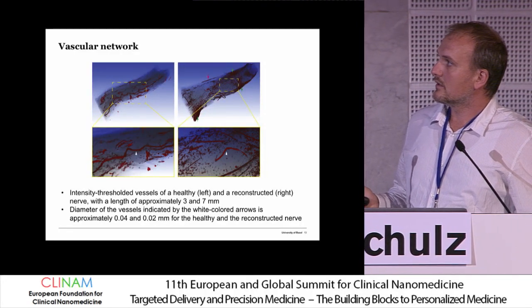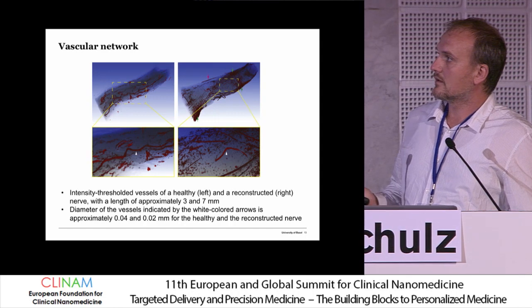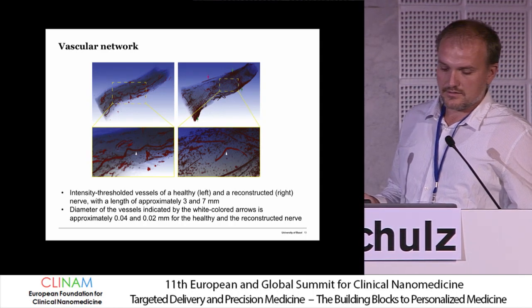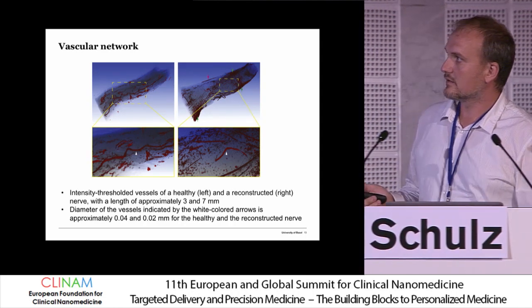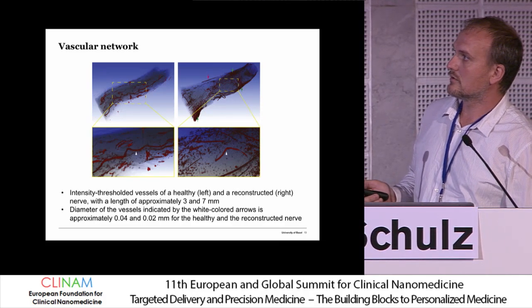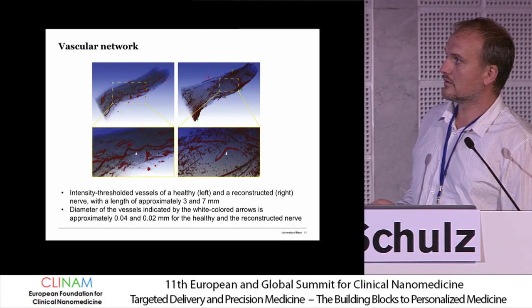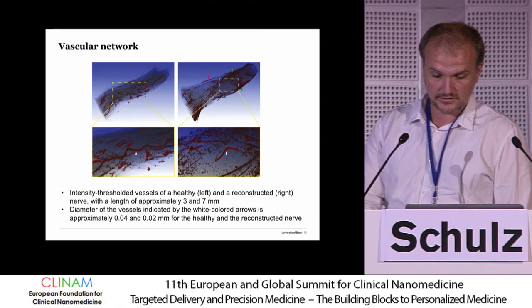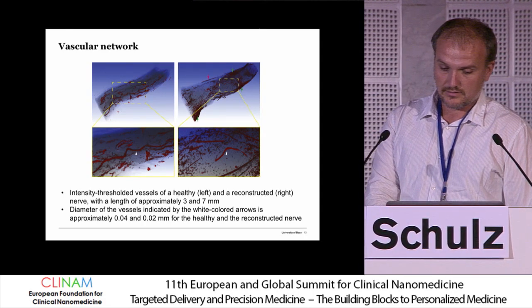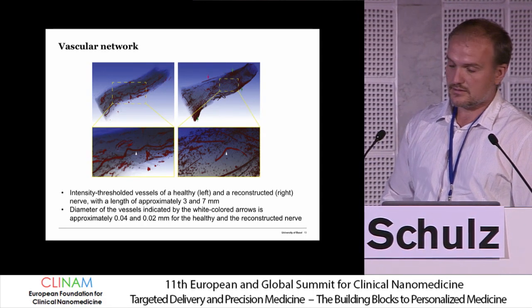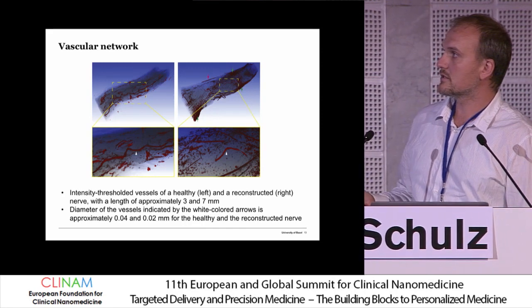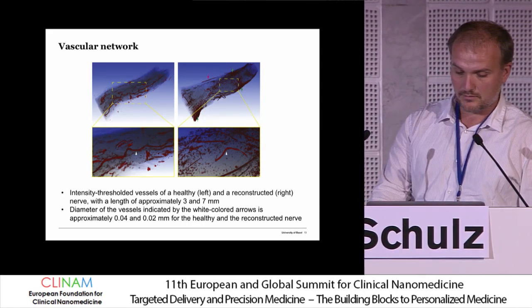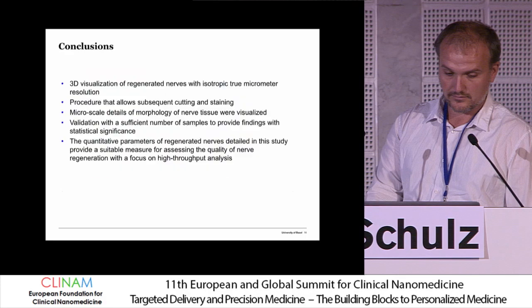If you have a look at the reconstructed nerve, you see that the arrangement of the blood vessels is more heterogeneous. You have a much more homogeneous arrangement of the blood vessels in the healthy one. And also the vessel density is higher in the healthy nerve, so you have a much higher number of vessels inside the healthy nerve.